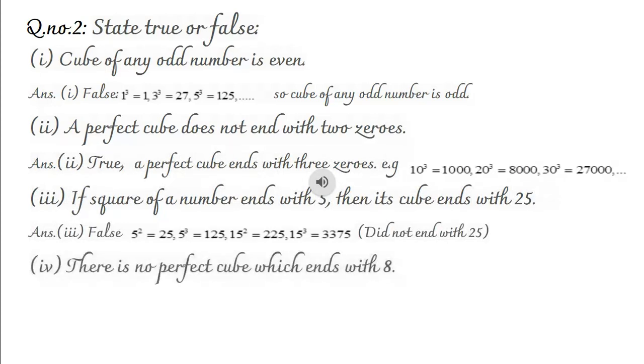Now see the fourth statement. There is no perfect cube which ends with 8. Is it right or not? Wrong, isn't it? Which perfect cube is ending with 8? We know that 2 cube is equal to 8, isn't it? 12 cube is equal to 1728. 22 cube is equal to 10,648. All are ending with 8, isn't it? So that is why it is false. Clear?